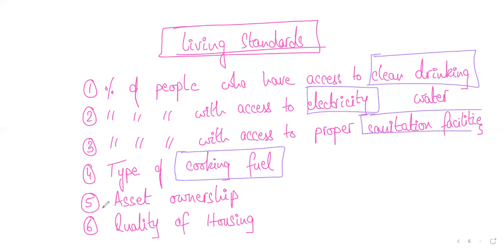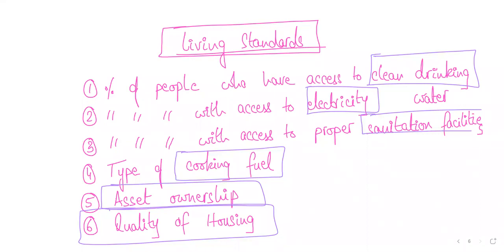Then what is the asset ownership? How many households own a basic motorbike or a bicycle? These are the things that they look at. And the quality of housing, in the sense of whether the house is permanent, made of cement and so on, or is it something made out of mud and so on. Slums and so on. Exactly, right? So these are all the 6 statistics that you calculate to estimate the living standards, right? Are we clear on this?